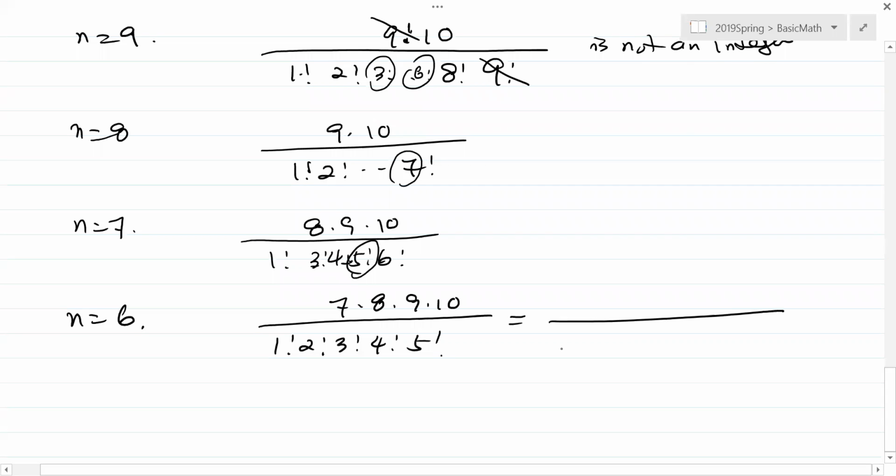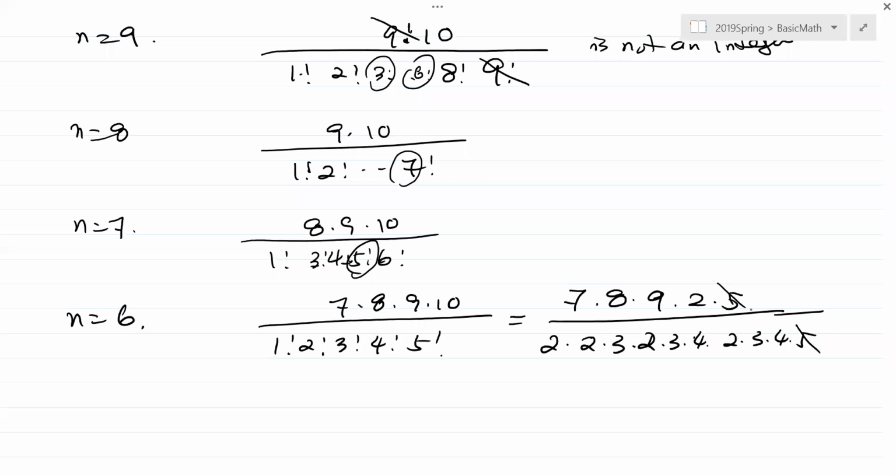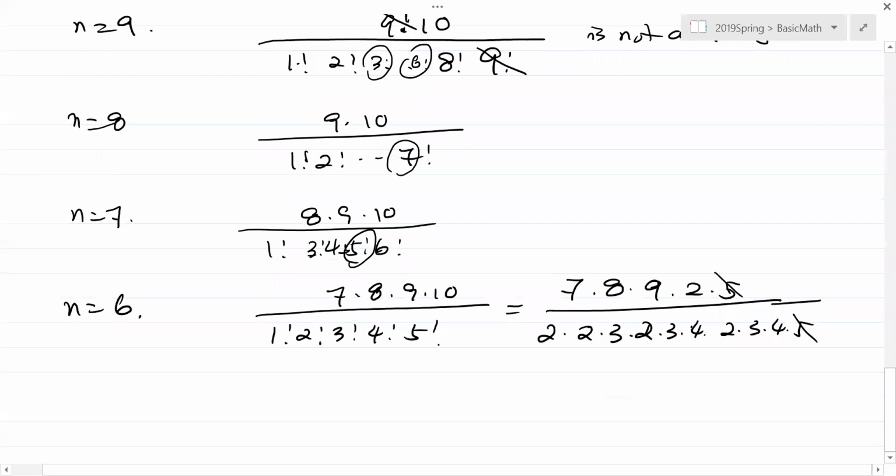Okay, this is a, let's see, 2 times 3 times 4, and 2 times 3 times 4 times 5, okay? And here's 7, 8, 9, 2 times 5, okay? So 5, 5 canceled out. How many twos you need? Let's see. I'm not sure it's working on them. Okay. No, 6 is still not an integer, okay? It's not an integer.